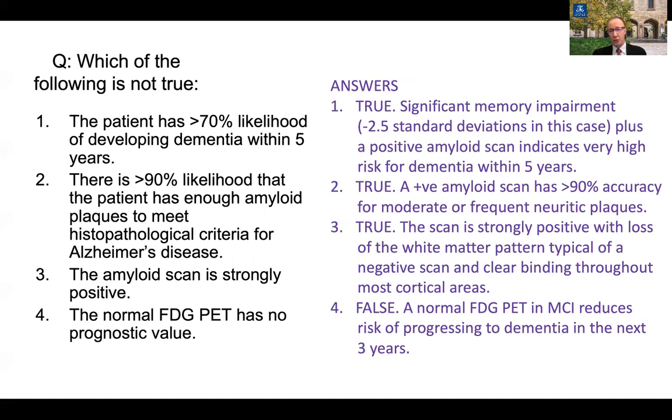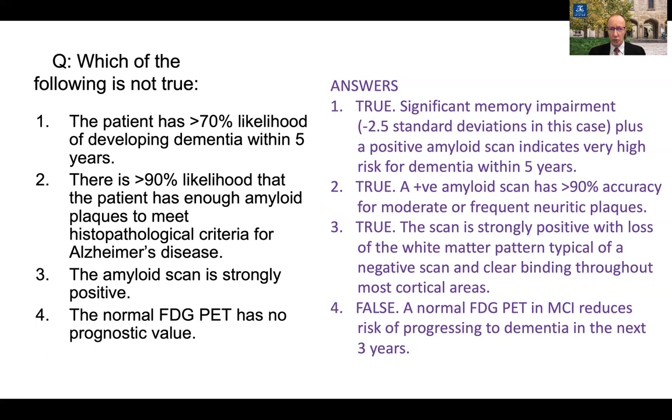The first one is true. If you have a strongly positive amyloid scan and significant cognitive impairment, particularly in the domain of memory, then the prognosis at 5 years is not good. So mild cognitive impairment with a positive amyloid scan indicates a high likelihood of progressing to dementia within 5 years.